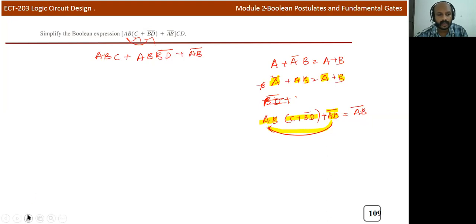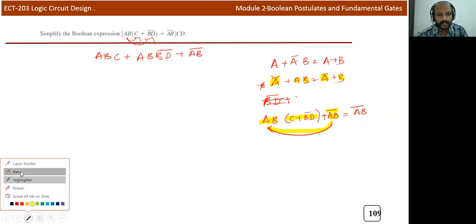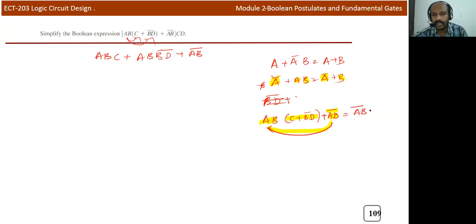So finally, applying the same rule here, A bar B plus, you can write the other term, that is C plus BD the whole bar. Okay, so without multiplying, I can consider this term. I can apply the redundant literal rule, and you will get A B bar plus C B bar D.